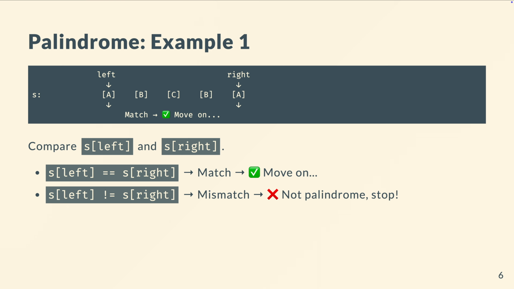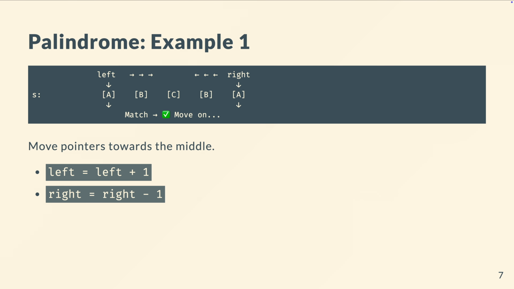In this step, left points to A and right points to A. The two characters are the same, so we have a match. Great, let's move on. Now we move the pointers toward the middle. Left becomes left plus 1. Right becomes right minus 1.